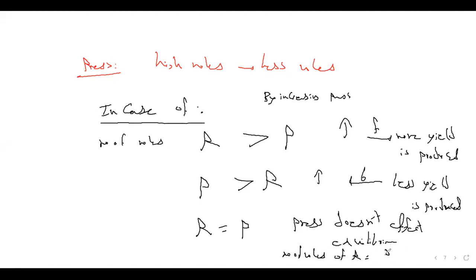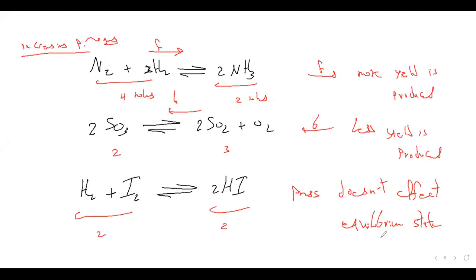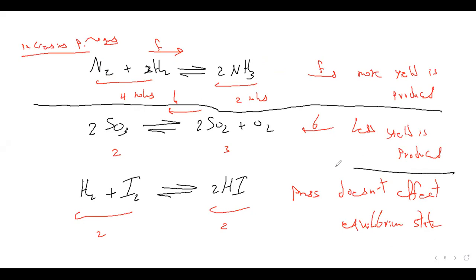This is for pressure. Here, 4 and 2: it moves from 4 to 2, moves forward, and more yield is produced. In number 2, 2 and 3: it moves from 3 to 2, moves backward, and less yield is produced. This is in case of increasing pressure. With 2 moles and 2 moles, increasing pressure doesn't affect the equilibrium state.